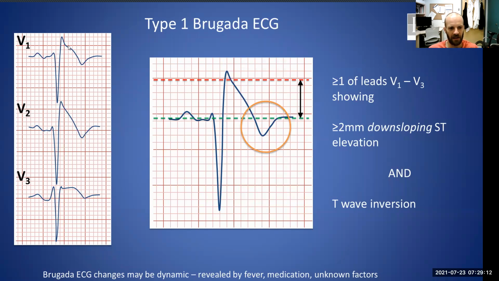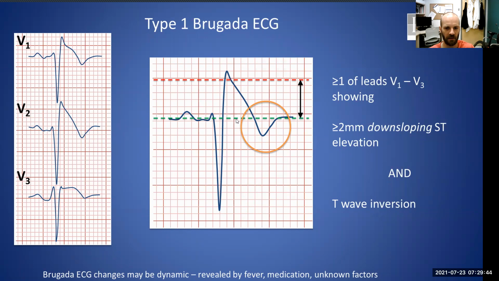And this is the classic pattern. This is what was called a type 1 Brugada ECG pattern. And the key things to look at here, we're looking for this pattern in the right precordial leads. That means leads V1, V2, and V3. If you're seeing this pattern in other leads, that's not what we're after. We're looking for it occurring in these leads. And you're having at least one lead, which is showing this downsloping ST elevation pattern.